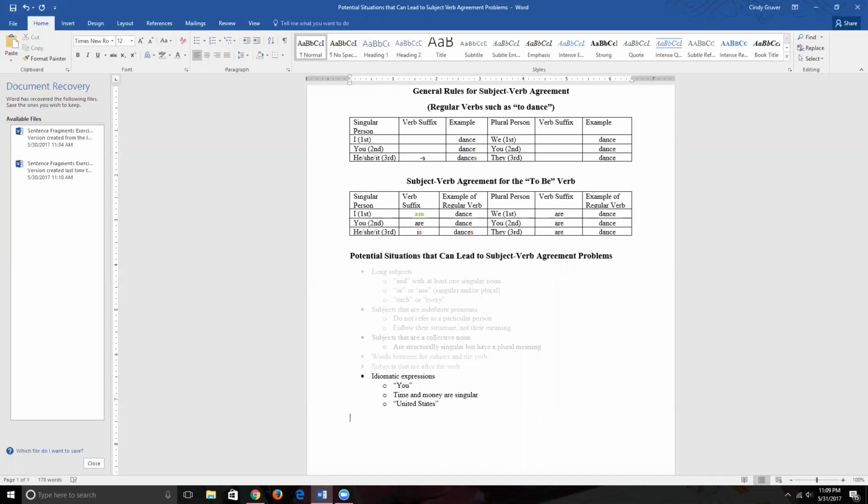Similarly, money, when we're thinking about it as a unit, as all the money together, we think about it as singular. So $3,000 is a lot of money. We wouldn't say $3,000 are a lot of money.